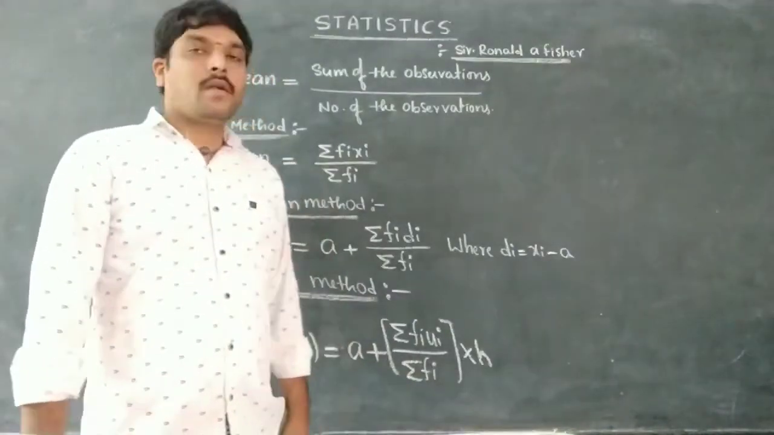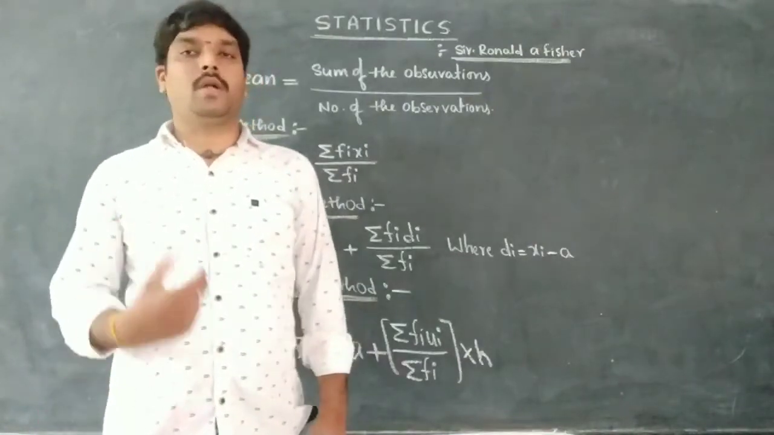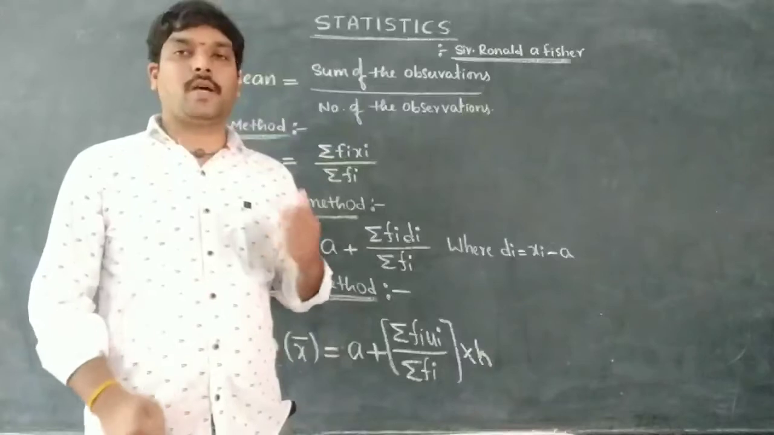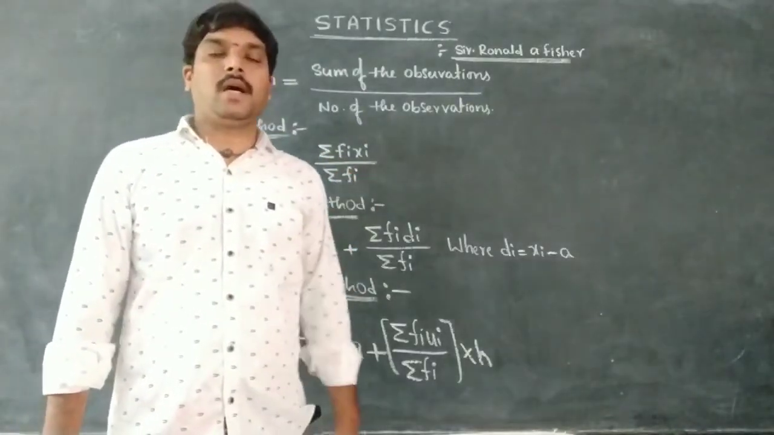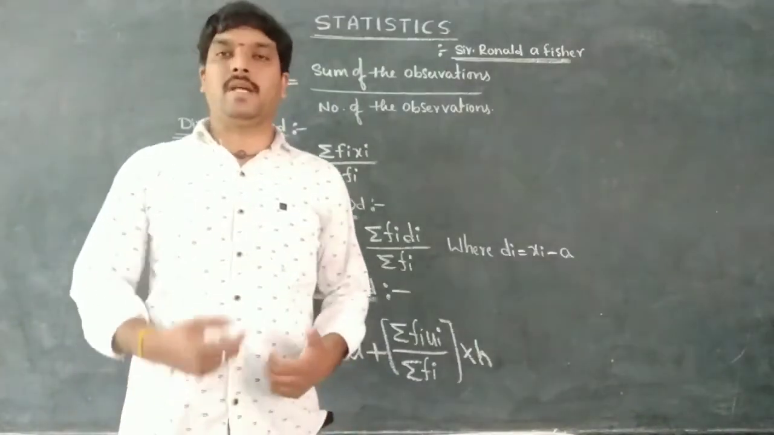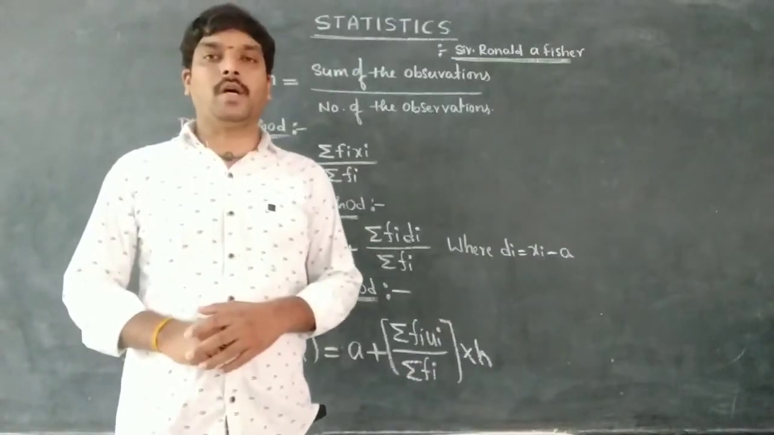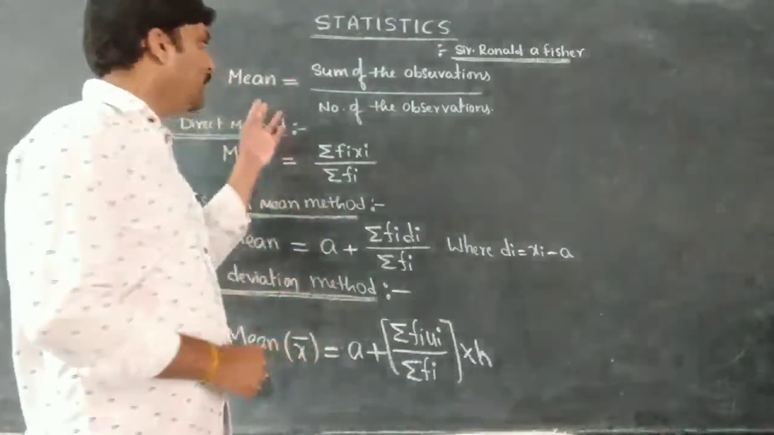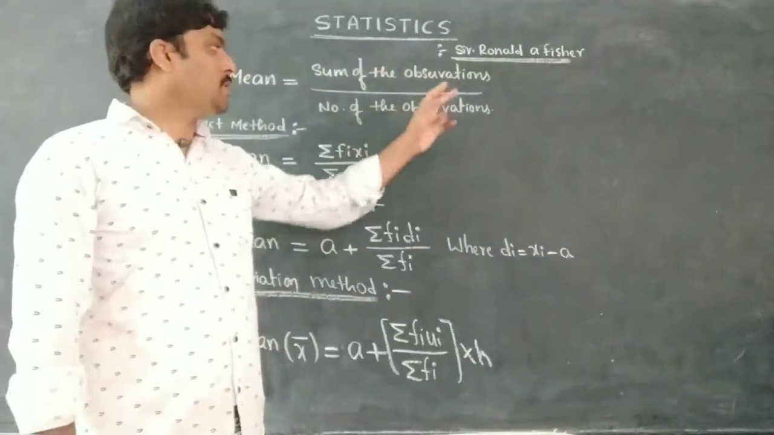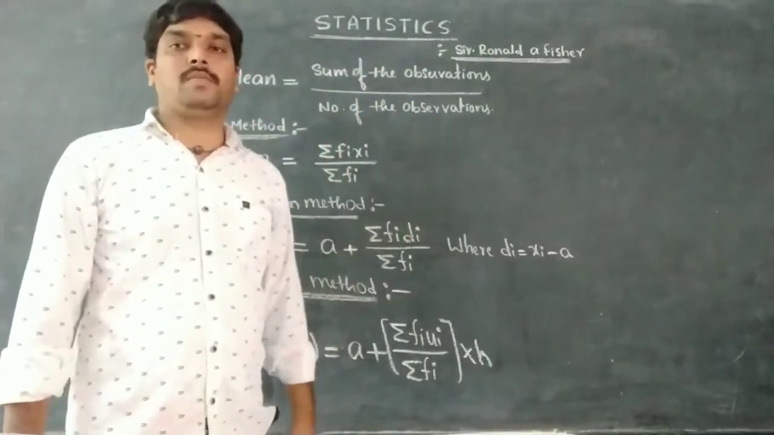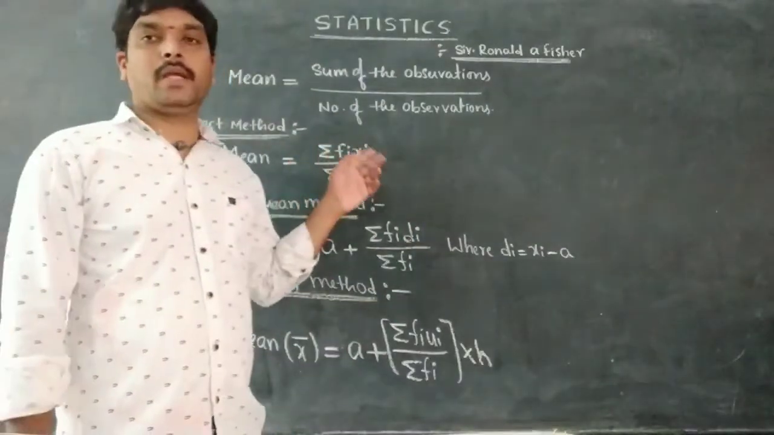Okay, here first we discuss central tendency values: mean, median, mode. In that, first we discuss mean. Arithmetic mean is nothing but average. Average is the sum of the observations by the total number of observations. Here, for ungrouped data, mean is the sum of the observations by the total number of observations. That is the mean formula.